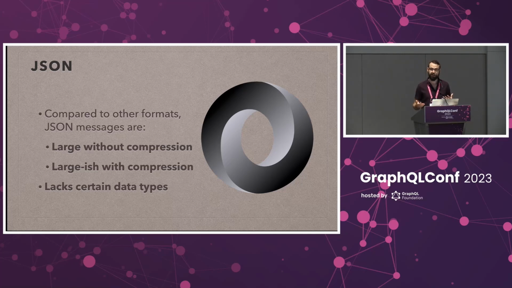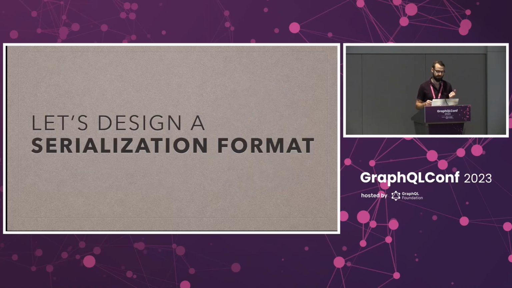Other than binary data, 64-bit integers aren't elegantly handled on every platform with JSON, so maybe there's something we can do about that as well. But just to summarize, JSON's great, but we can probably improve on its performance and efficiency. So let's do it. Let's design a serialization format.